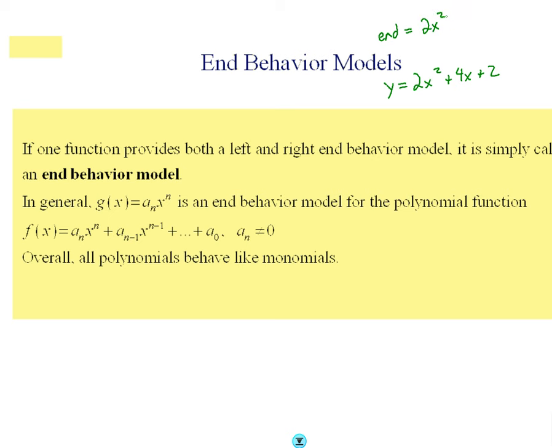Well, what does that mean exactly? If you put both of these equations in your calculator, you're going to tell me, well, there's no way that 2x squared is equal to 2x squared plus 4x plus 2. If you have a calculator at home, put both of them in there, and you'll see, you're right, they don't look the same. But what happens when you zoom way out? When you zoom way out, they start looking a lot the same. That's what an end behavior model is saying: if I zoom way out and squint my eyes, do they look the same?